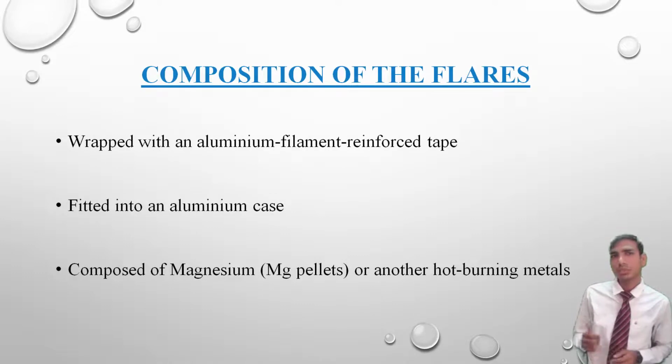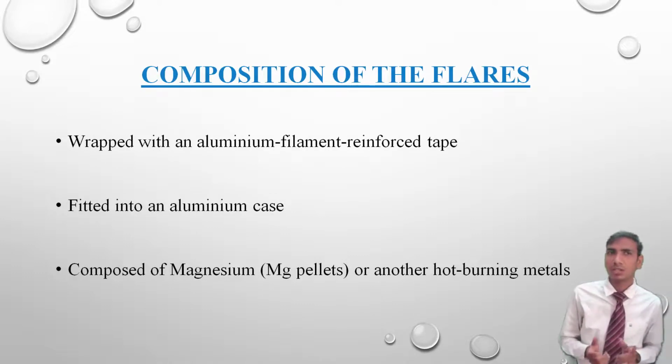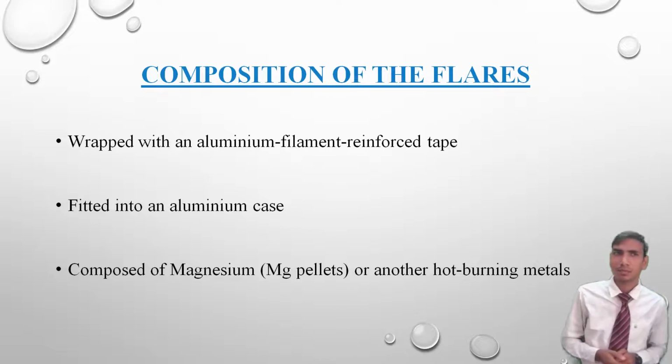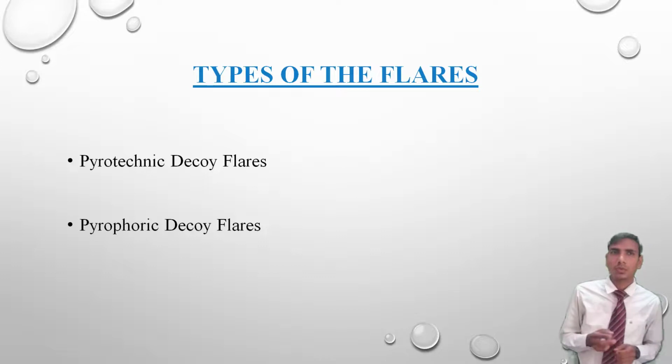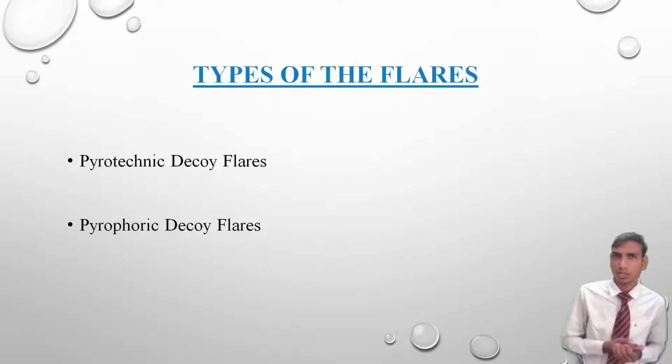Now we come to the composition of the flares. Flares are wrapped with aluminum filament reinforced tape fitted into an aluminum case. Flares are commonly composed of magnesium in the form of pellets or another hot burning material. Types of flares. There are two types of flares. The first one is pyrotechnic decoy flares and the second one is pyrophoric decoy flares.